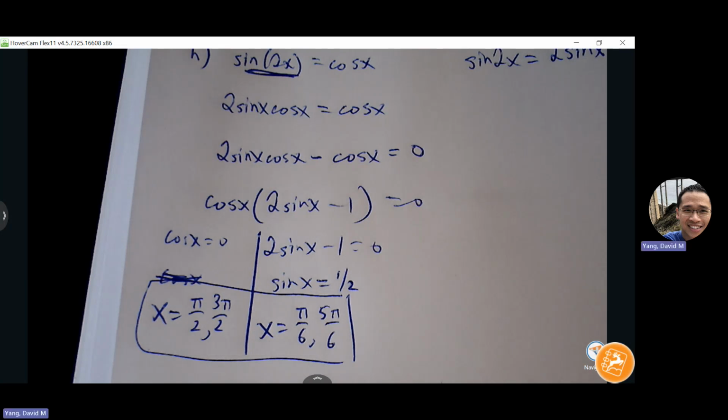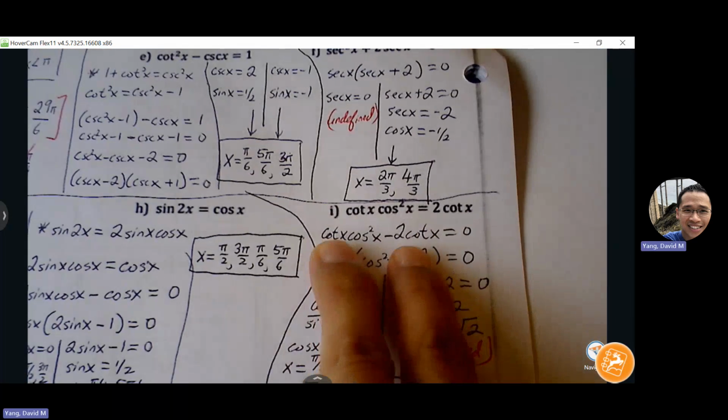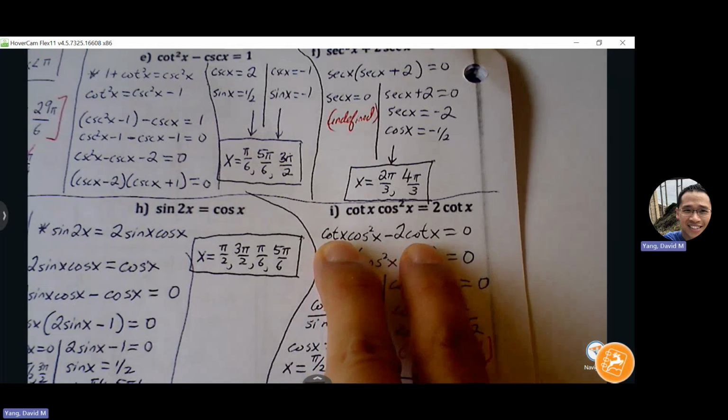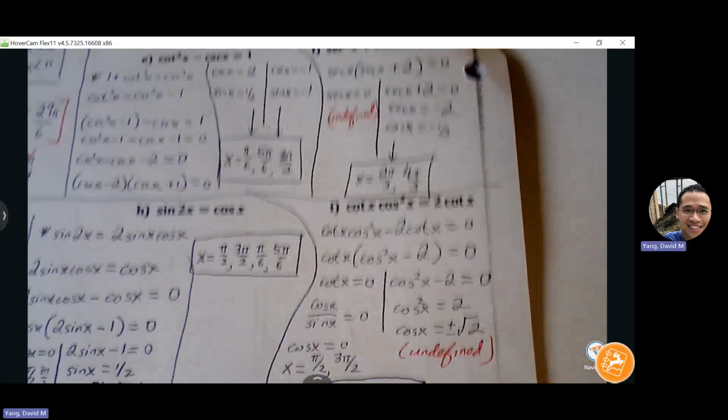All right, part H look good? Okay, so now part I, same idea, but we actually don't have to worry about an identity here because if we approach it the same way, we can bring everything over to one side, set equal to 0, and then GCF again. So GCF between these two terms is cotangent x. Factor out cotangent x, I'm left with cosine x, cosine squared x minus 2. And I set both equal to 0.